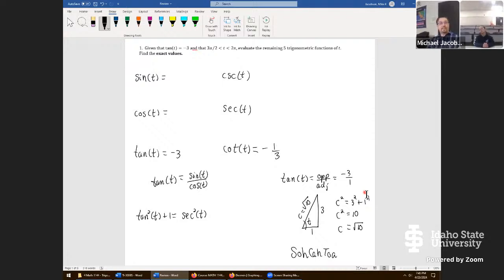We can start really just calculating everything. So for example, on sine t, on SOHCAHTOA, sine is going to be the opposite over the hypotenuse. That's this.